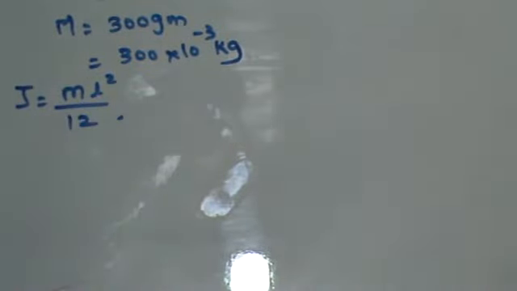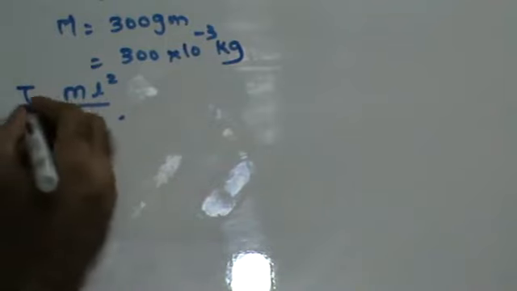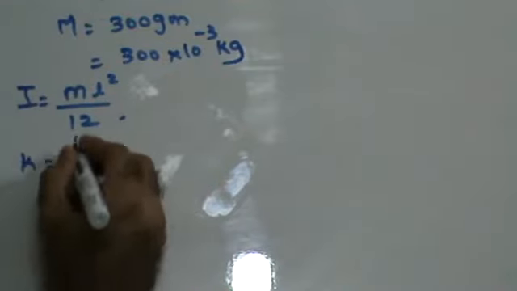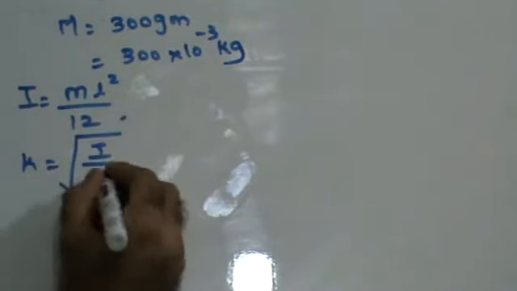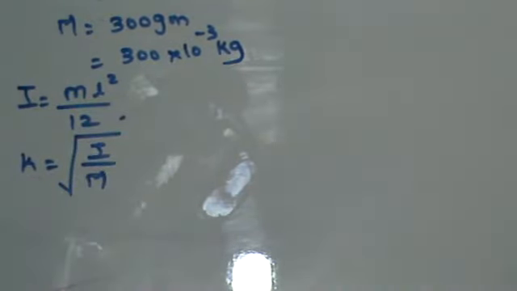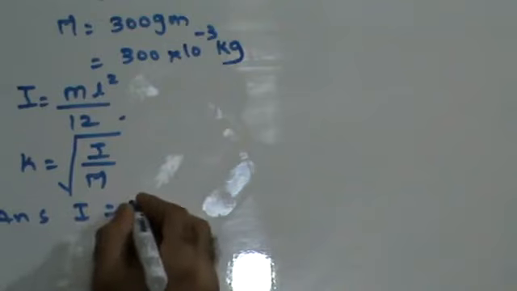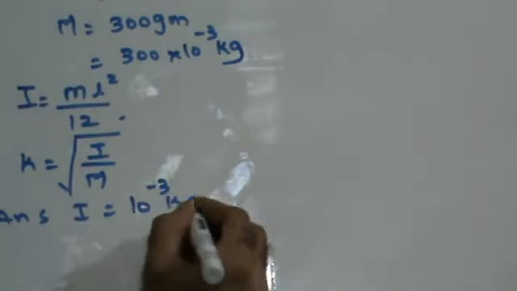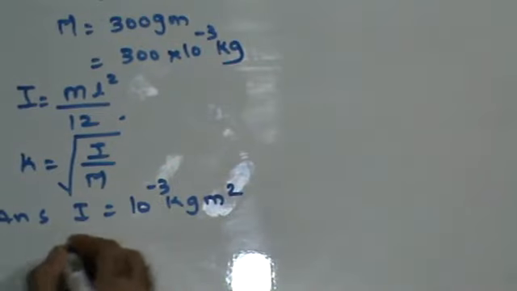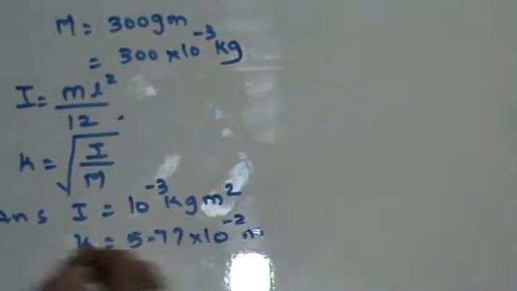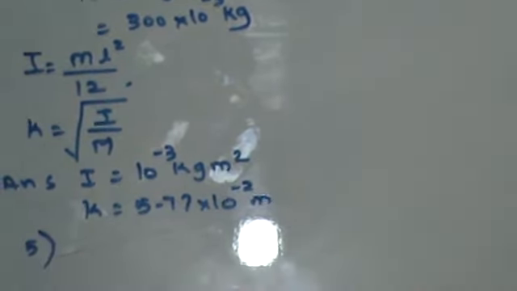I is equal to ml square by 12 for a rod. I know m, I know l, I know 12, and k is root of I by m. M is given to me. I should be able to get the answer for this. The answer for this should be I is 10 raised to minus 3 kgs meter square, and k is 5.77 into 10 raised to minus 2 meters. Next, take down the next one please.